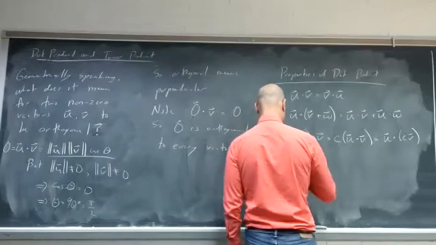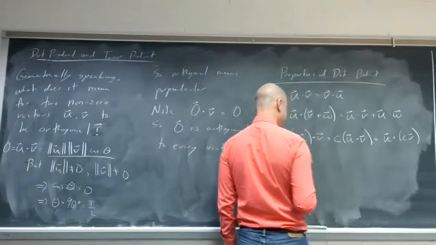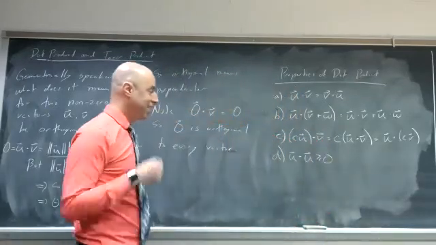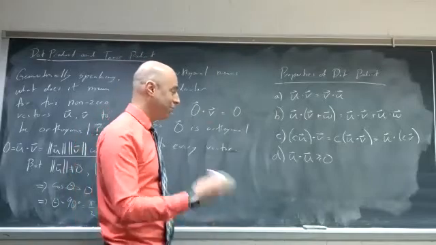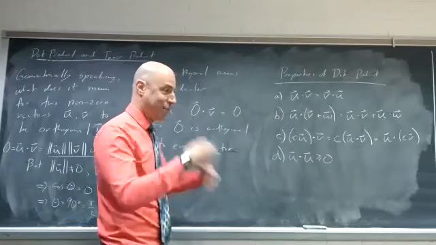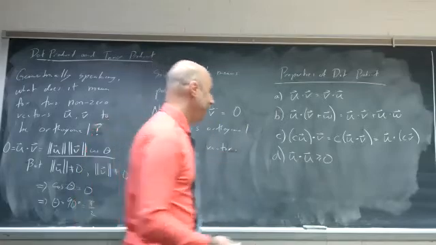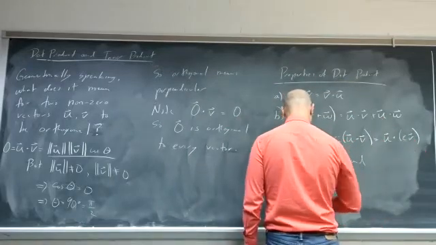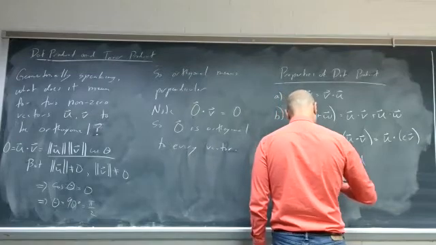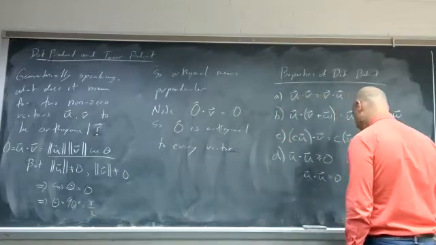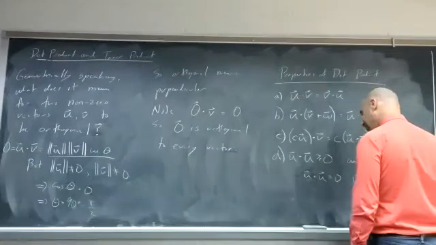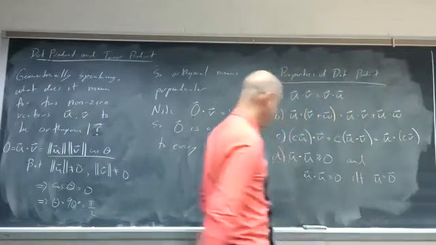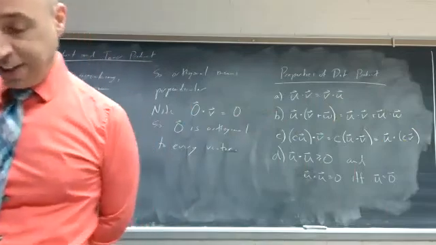And last, if I take the dot product of a vector with itself, that's always at least as big as 0. That shouldn't come as a surprise. If you're just taking the first component and squaring it, the second component squaring it, if there's a third component squaring that and adding them all up, it's going to come out positive. And the dot product of a vector with itself equals 0 only if the vector itself is the 0 vector. The only vector which has a 0 dot product with itself is the 0 vector.